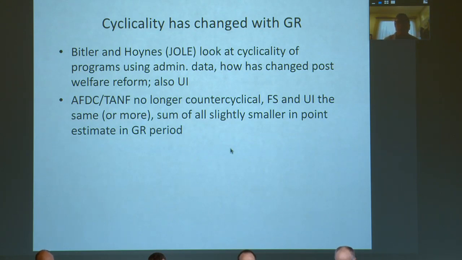The thing that's nice is that we can add up these administrative dollars and get a sense of all of these parts of the safety net put together. And the safety net is still countercyclical as put together in the Great Recession period, but the point estimate is a little bit smaller than in previous periods.